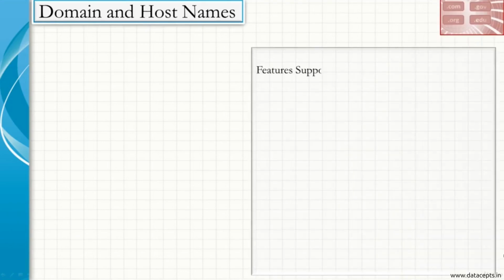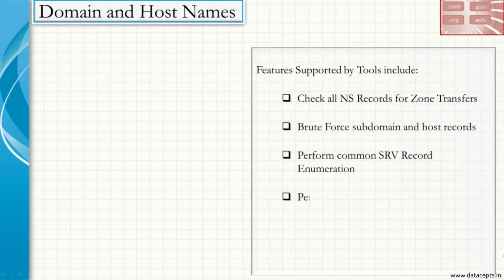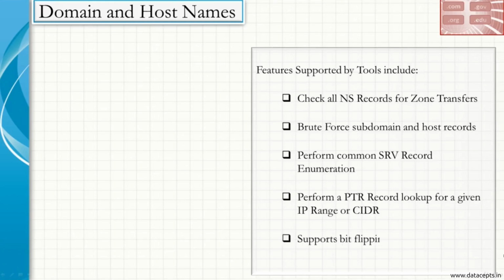Domain and host names. Features supported by the tools include: check all NS records for zone transfer, brute force subdomains and host records, perform common SRV records enumeration, perform a PTR record lookup for a given IP range or CIDR, support bit flipping attacks, and test if domain variants are in use.